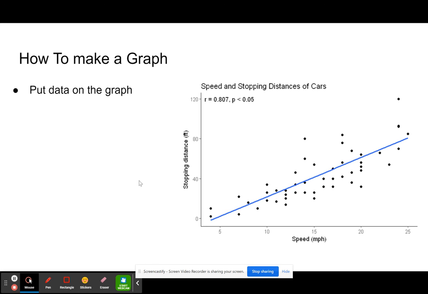So we've talked about different types of graphs. We've talked about how to make graphs. Now I'm going to have you practice working with graphs on your own.